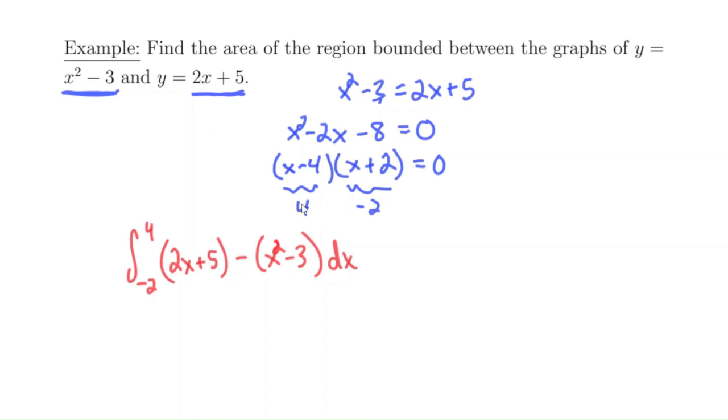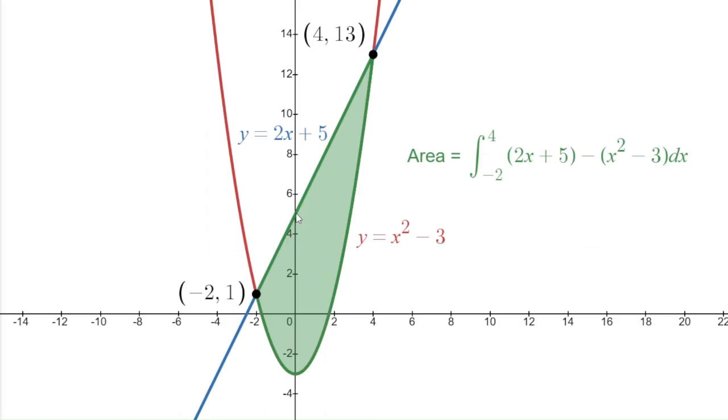So you could pick a number that's between minus 2 and 4, let's say 0, and plug it in for x here. Notice here we get 5, and here we get minus 3. So this is above this one. And you can see the point 0, comma 5 there. And this one is 0, comma minus 3. So notice this one is above this. And that would be true for every point between minus 2 and 4.